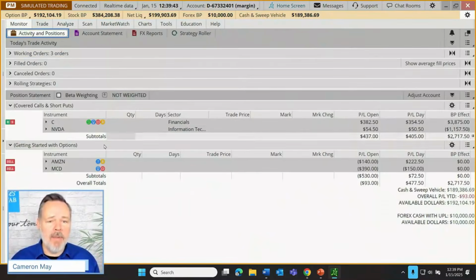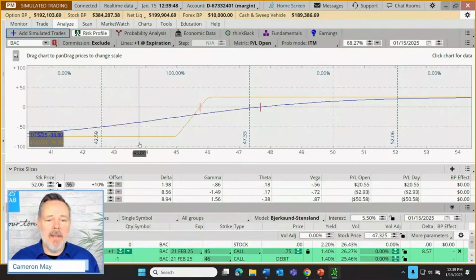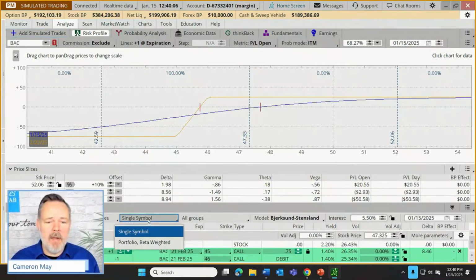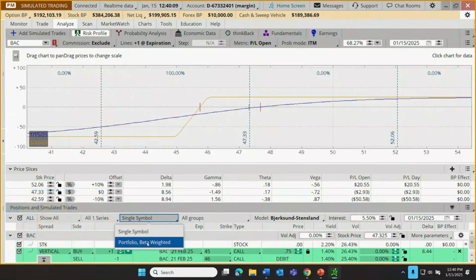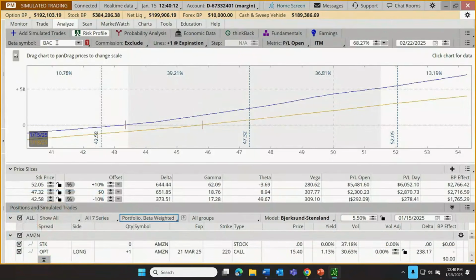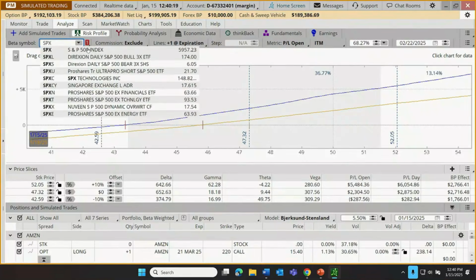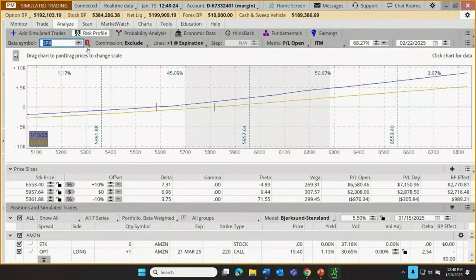Within this paper money account, we actually already have 4 existing positions. So if we were analyzing this trade and we wanted to add in those other 4 positions and just see how might this whole portfolio perform all together as markets move. I'm going to come right here where it says single symbol. So it's just looking at Bank of America right now. I'm going to click on that and change that to portfolio beta weighted. And then the final adjustment I'm going to make is I'm going to benchmark that against, and this just is an example, we could use a different index as a benchmark, but let's change this to the S&P 500.